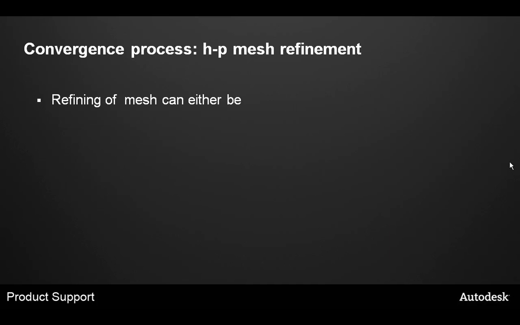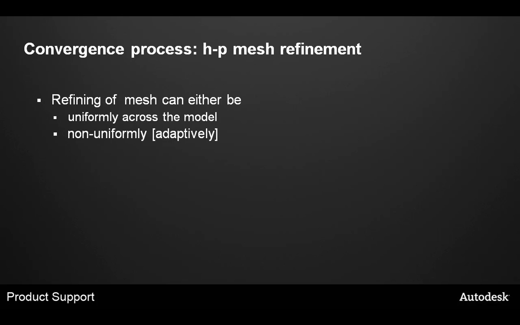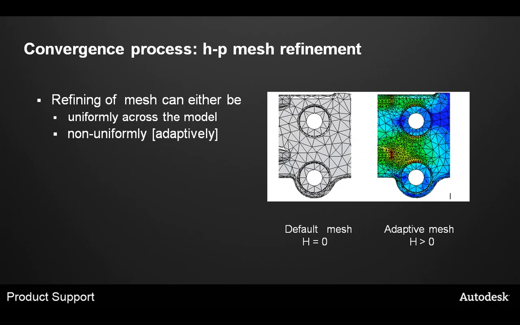The refinement of the mesh can either be done across the model in a uniform fashion or non-uniformly, what we call adaptively. You see here an example where I have a mesh on the left that by default has an H refinement set to 0. When you start increasing the H refinement value, you can get to a result on the right for an adaptive mesh.